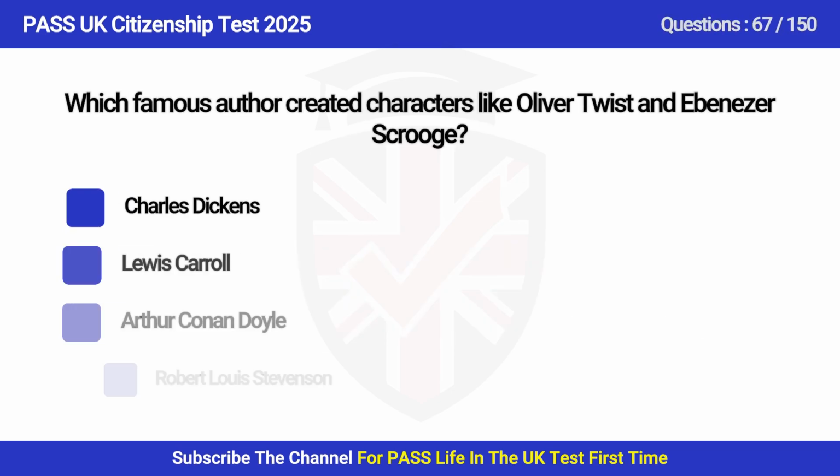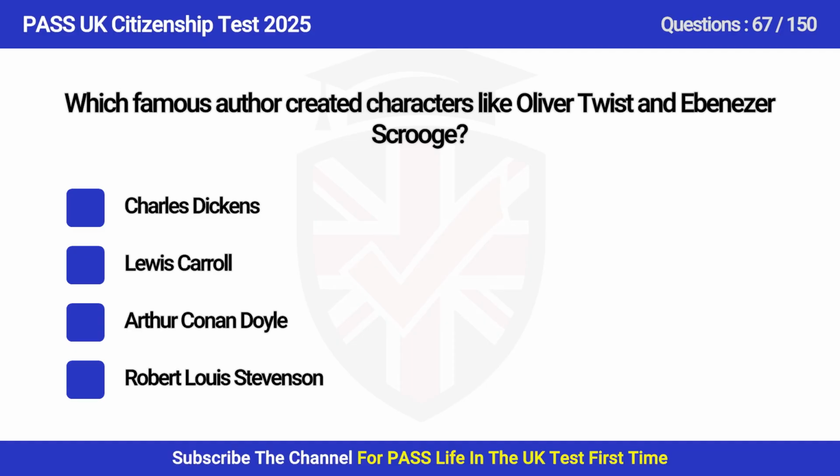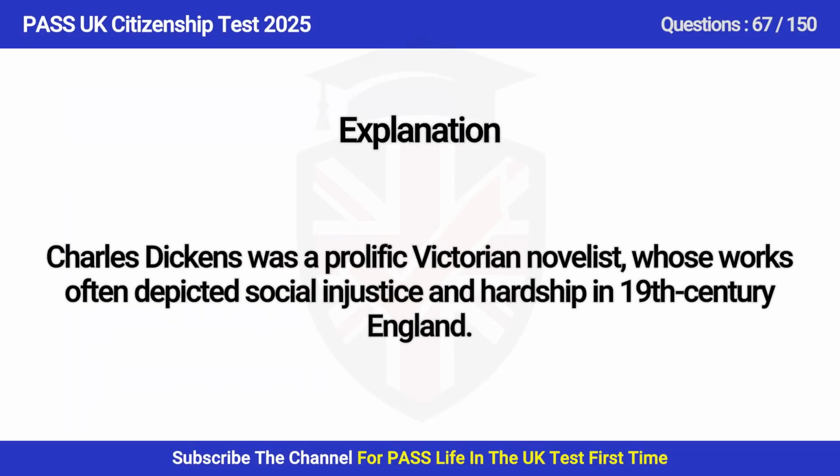Question 67. Which famous author created characters like Oliver Twist and Scrooge? A. Charles Dickens, B. Lewis Carroll, C. Arthur Conan Doyle, D. Robert Louis Stevenson. Answer is A. Charles Dickens. Charles Dickens was a prolific Victorian novelist, whose works often depicted social injustice and hardship in England.